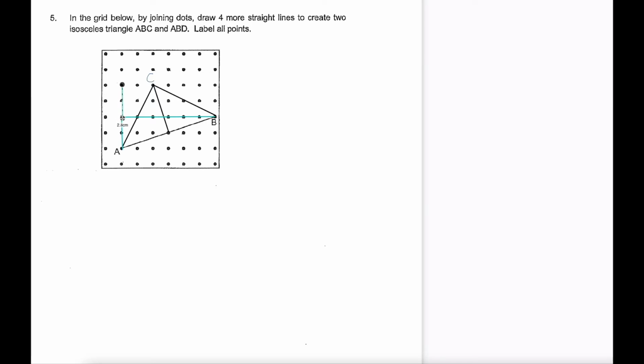this part and then join this part to B. And there we have it. We have the other isosceles triangle where DB equals AB. I'm going to erase all the lines that I'm doing, okay? Yeah. So that's it. You have our two isosceles triangles.